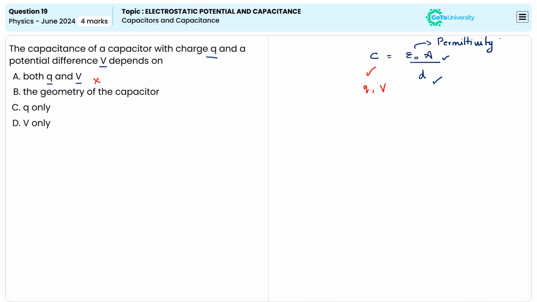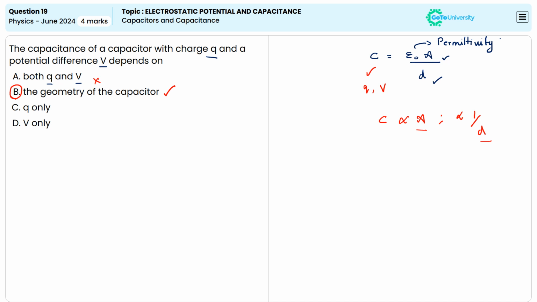Whereas option B is given as the geometry of a capacitor. So this will be the correct answer because the capacitance is directly proportional to area and it is inversely proportional to the distance. So area and distance between the plates will come under the geometry of a capacitor only. So option B will be the correct answer for this question.